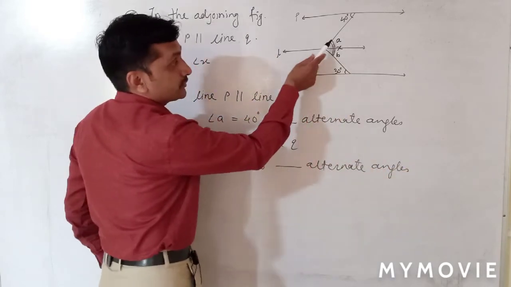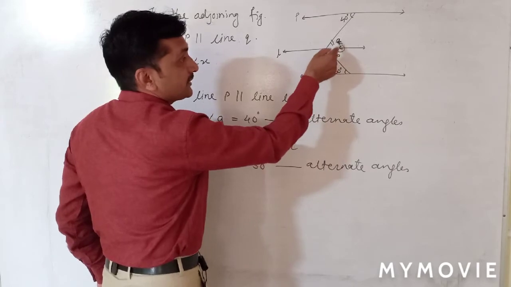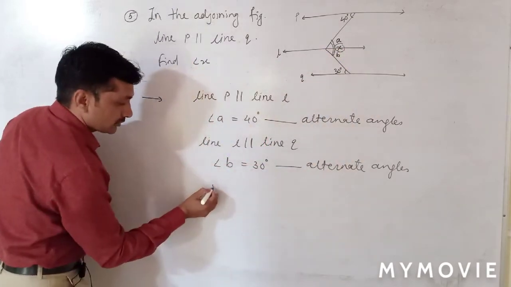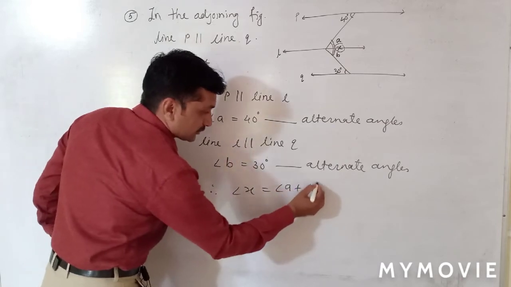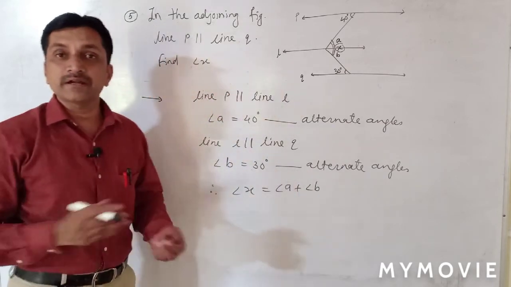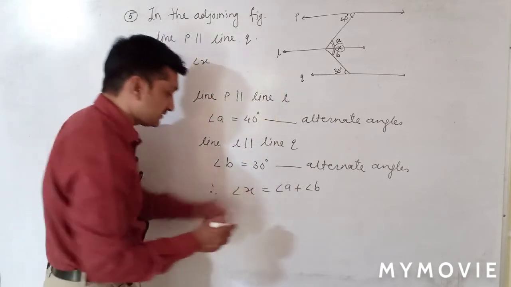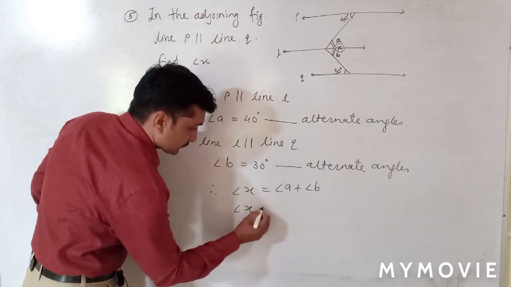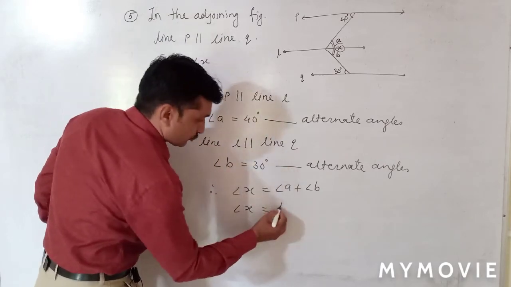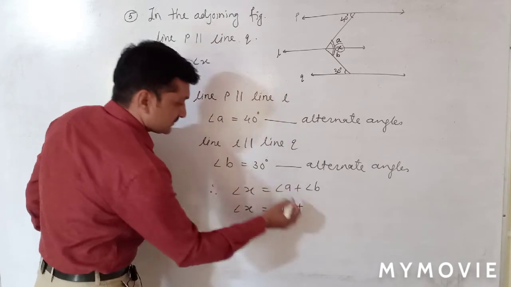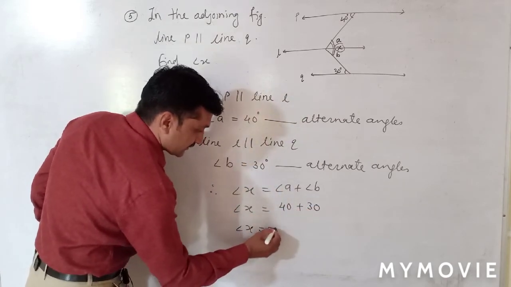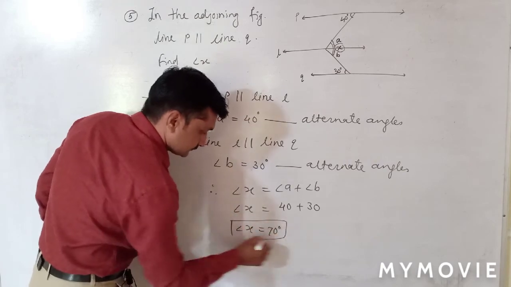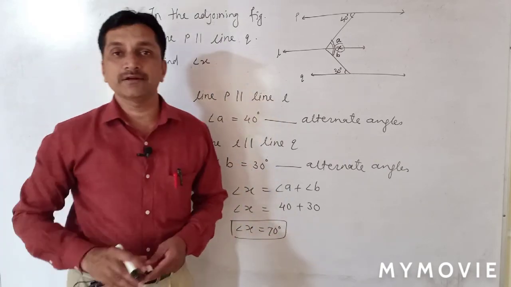Now if you see here, we get X by adding A and B. Therefore, angle X is equal to angle A plus angle B. Now A and B we know, A is 40, B is 30. Therefore angle X is equal to 40 plus 30. Therefore we get angle X is equal to 70 degrees. This is the measure of angle X.